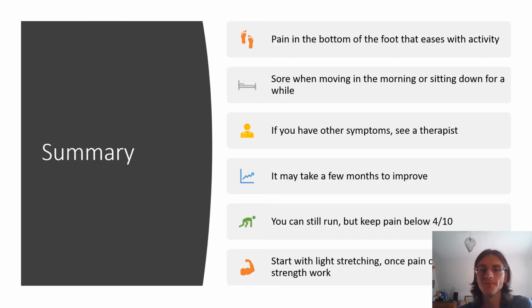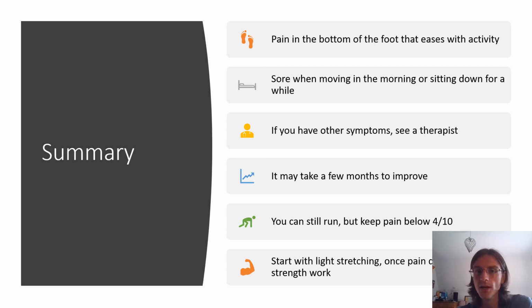Okay, so yeah, that's it. I think don't worry about all those differential diagnosis slides. If you have any queries or worries about them, then just make sure you go and see a therapist. But essentially, plantar fasciitis is pain in the bottom of the foot that eases with activity. It's normally sore after waking up, but then it will go as you walk around. If you have any other symptoms, or if you're worried that you might have the other things that I've discussed, then go see a therapist.